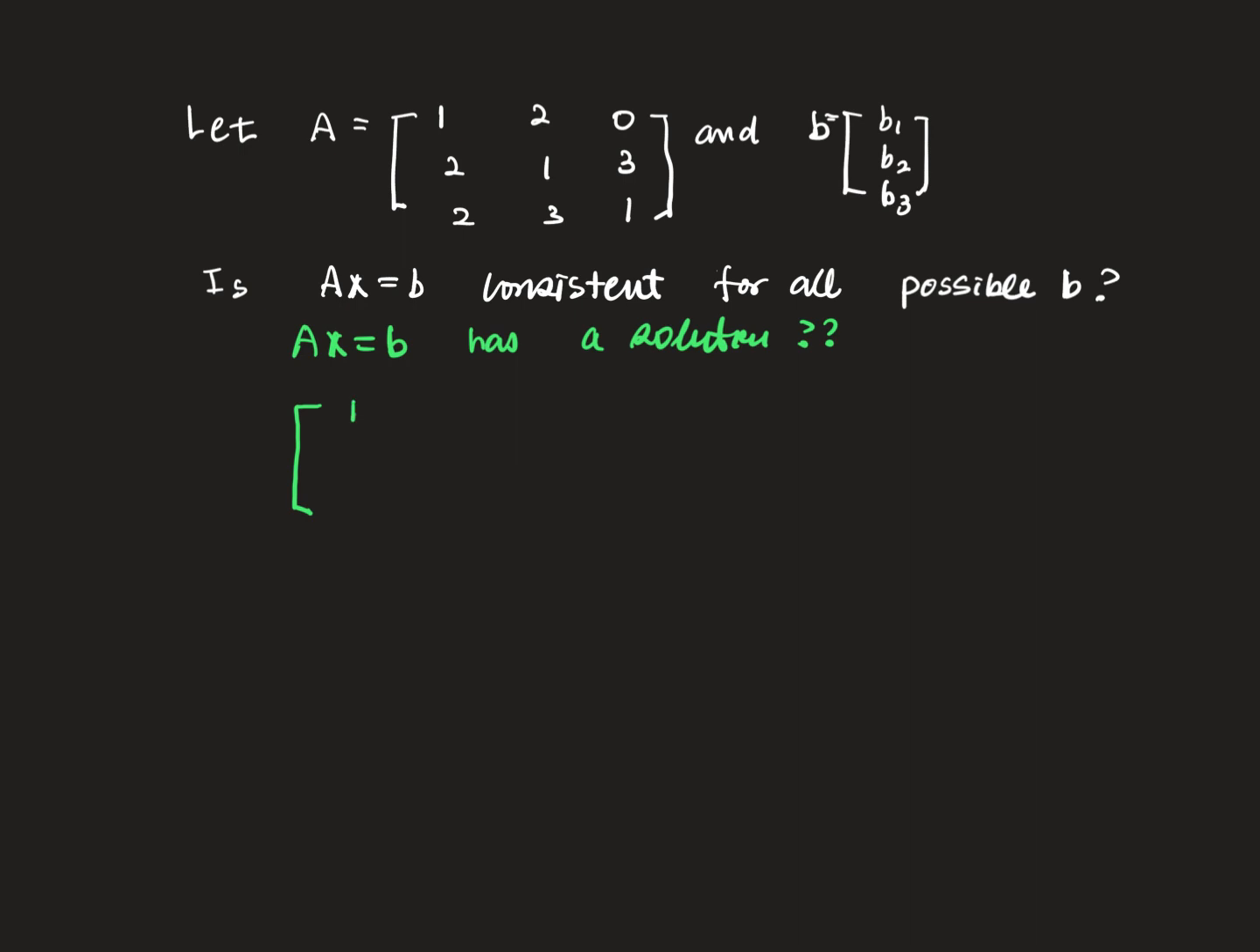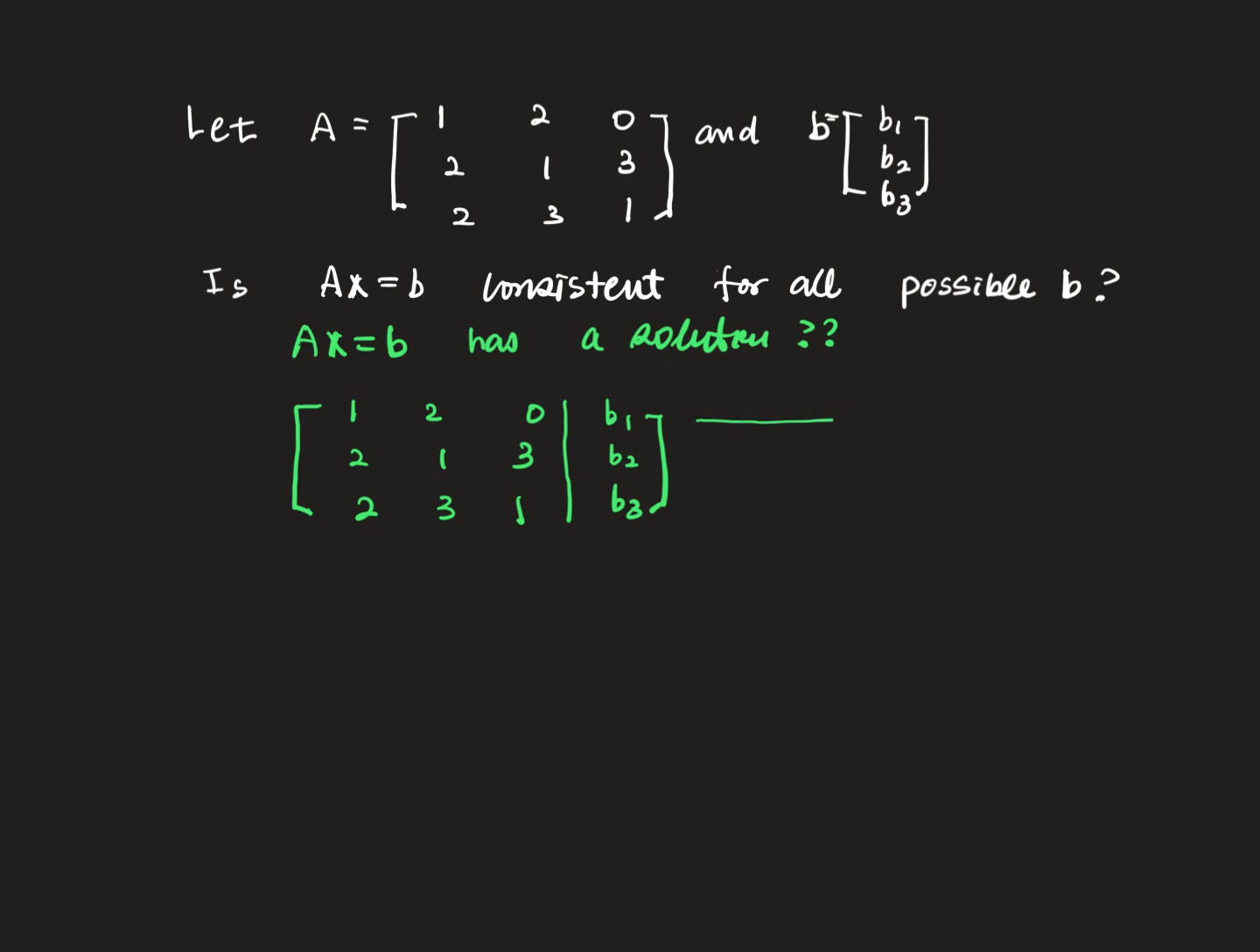Look at this: 1, 2, 0, 2, 1, 3, 2, 3, 1. That's the coefficient matrix. And the constant matrix: B1, B2, B3. We want to check whether this system of equations has a solution or not. We know AX equals B matrix equation has a solution, okay? So let's solve this one, guys.